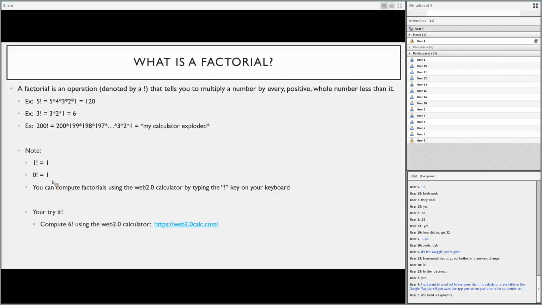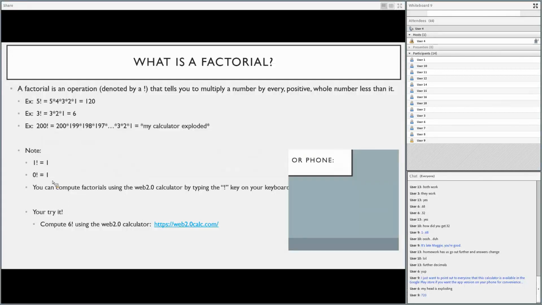Okay, so on the Web 2.0 calculator, you can do the factorial just by typing the number and then the exclamation point on your keyboard. So just give it a try. Have that calculator open. See if you can do 6 factorial in the Web 2.0 calculator, and then post what you get. Again, do not do 6 times 5 times 4, etc. Do 6 and the exclamation point and hit enter.